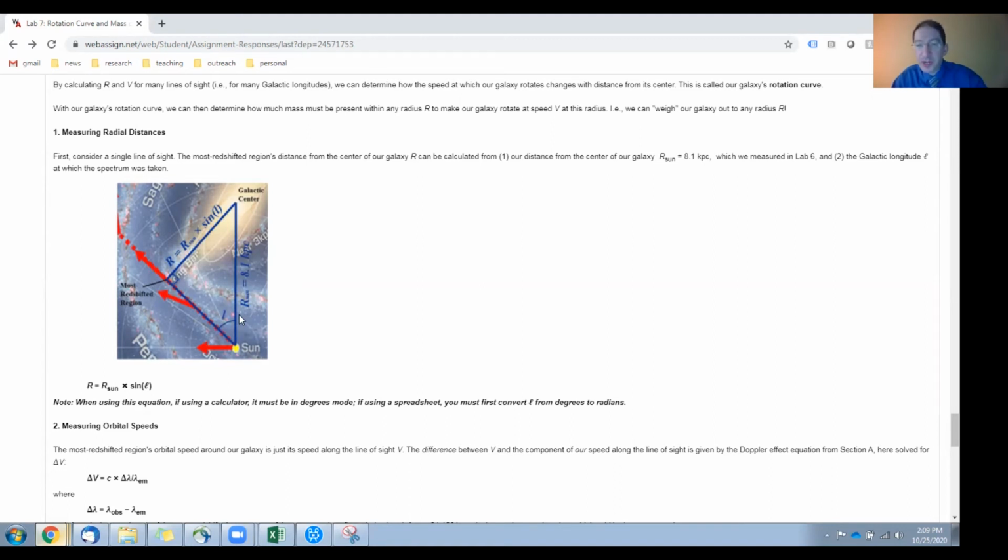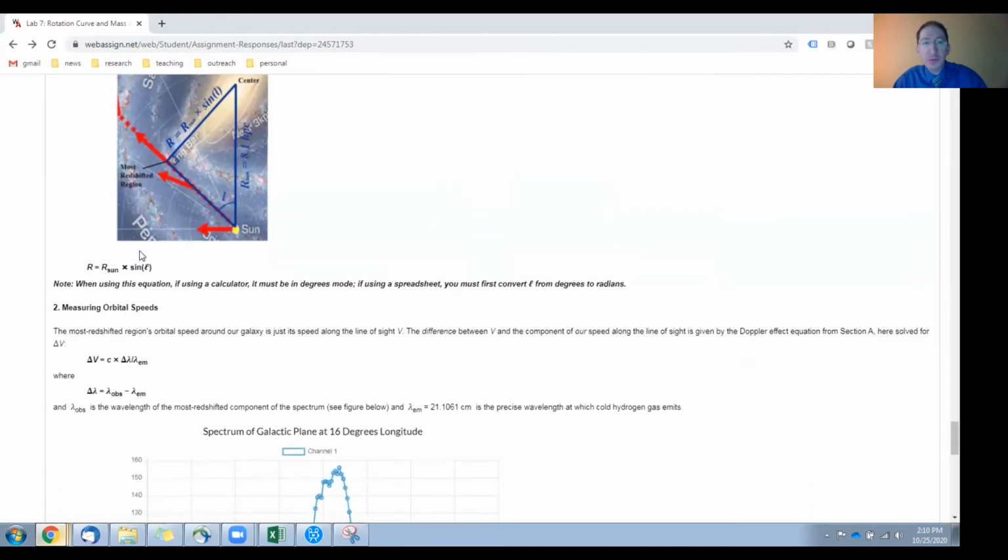Now, if you didn't have trigonometry, don't worry. You can treat this simply as a button on your calculator. Now, if you're using your calculator, make sure it's in degrees mode. If you're instead calculating this with a spreadsheet, you'll need to convert from degrees to radians before applying the sine function. But in the end, you'll get the distance of the special region from the center of the galaxy. So now all that we have to figure out is its speed along this line of sight. That's its speed orbiting the center of the galaxy.